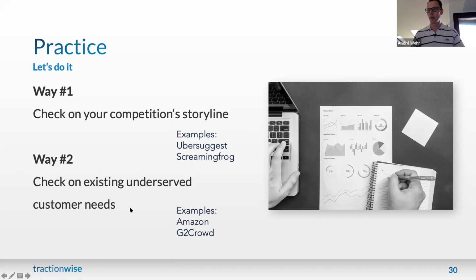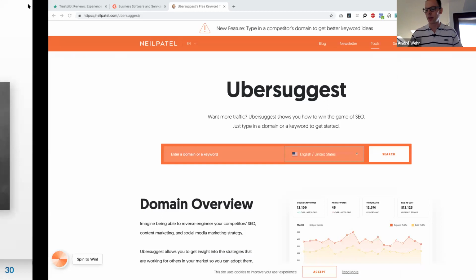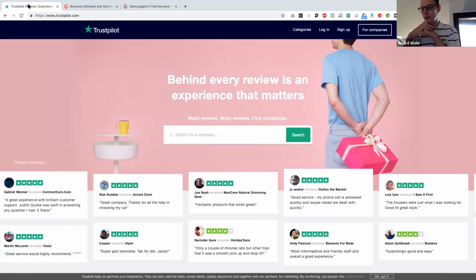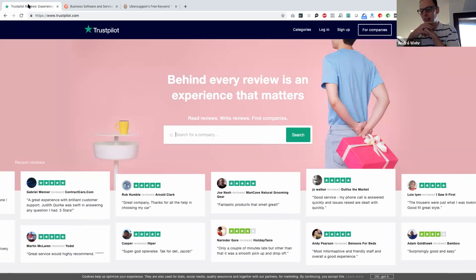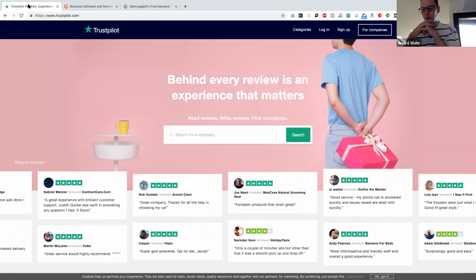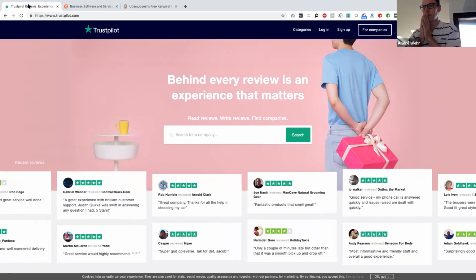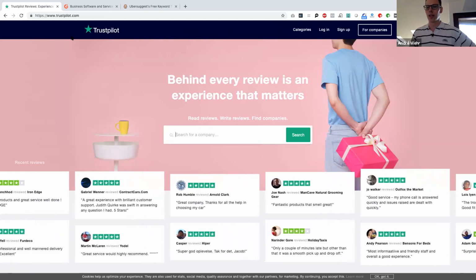And way two is to check on existing underserved customer needs. I want to do that using the example of a few of your teams. One of you is from the Relate app, and I hope that you are with the Relate app today. If not, for the others, it's just an example case. You can approach that as well.